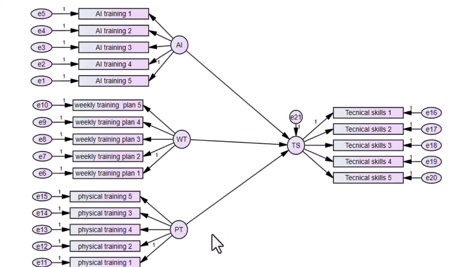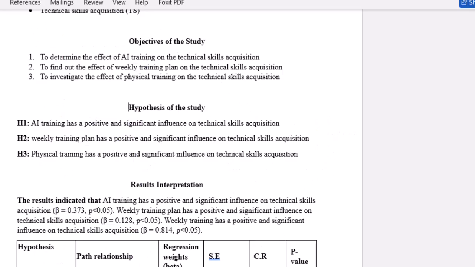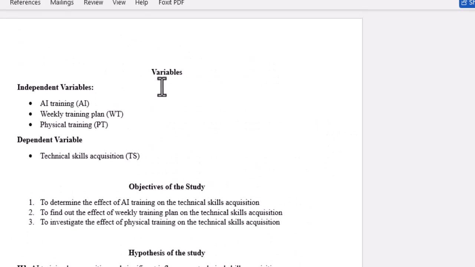So the first thing that we need to understand is these variables. We have 4 latent variables, each of which is measured by observed variables. Remember, in my previous video I explained to you the differences between the latent and the observed variables. So in this video I'm going to show you how to run this model. The first thing we should know is the variables that we have.